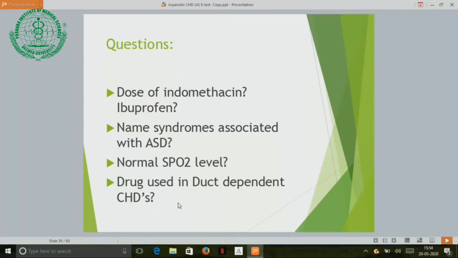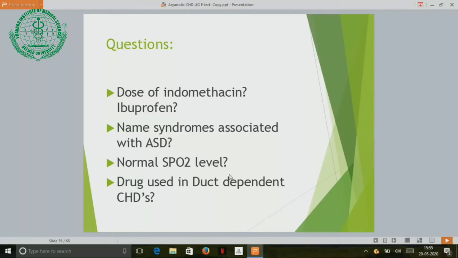What are the syndromes which are associated with ASD? Congenital heart defects can be associated with certain syndromes. ASD is associated with 3 to 4 syndromes like Holt-Oram syndrome, Ellis-van Creveld syndrome, or Noonan syndrome, and trisomy 13 and 18 can have ASD as a congenital heart defect.